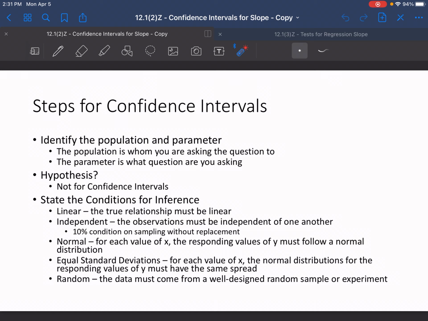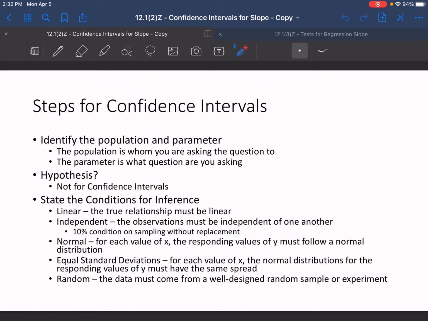So when we're looking at the state portion, all we need to do is identify the population and parameter. So the population is whom you are asking the question to. The parameter is what question you are asking in this case. We would not use a hypothesis for confidence intervals. That's only for tests when we're looking at regression slopes. Then we need to state our conditions for reference.